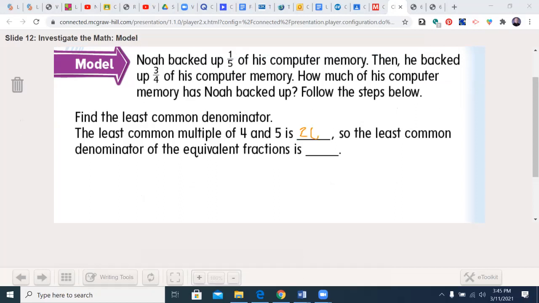A little trick is that if you can't think of it, you could just multiply the two, because we know that 4 and 5 will both go to 20, because 4 times 5 is 20. But you may end up having to simplify a little more on the flip side. The least common denominator is going to be the same as the least common multiple, which is 20. So now I know what my denominator needs to be.